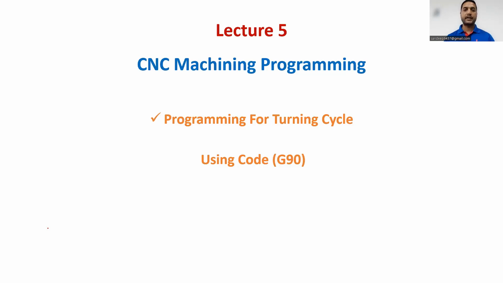Hi everyone, welcome back to lecture number 5 of our course CNC Machining Programming. In today's lecture we will write a program for the turning cycle by using code G90. As we know, G90 is the G code or preparatory function which removes material from the workpiece, and the function and meaning of this G90 code is box turning cycle, or simply turning cycle.